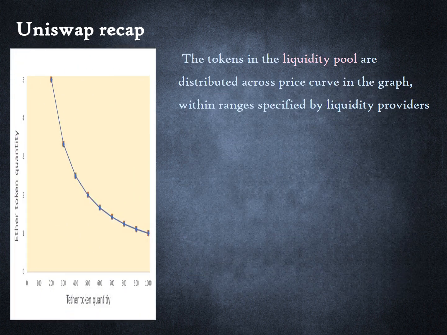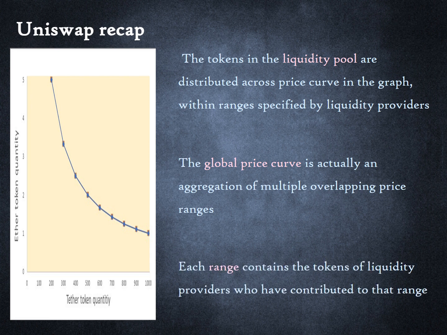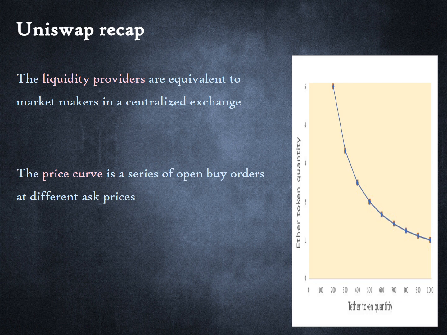The tokens in the liquidity pool are distributed across the price curve in the graph, within ranges specified by liquidity providers. Hence, the global price curve is actually an aggregation of multiple overlapping price ranges. Each range contains the tokens of liquidity providers who have contributed to that range. The liquidity providers are equivalent to market makers in a centralized exchange. The price curve is a series of open buy orders at different ask prices.